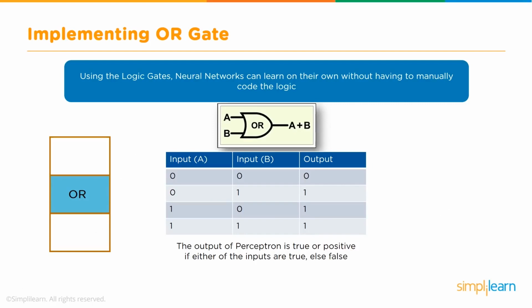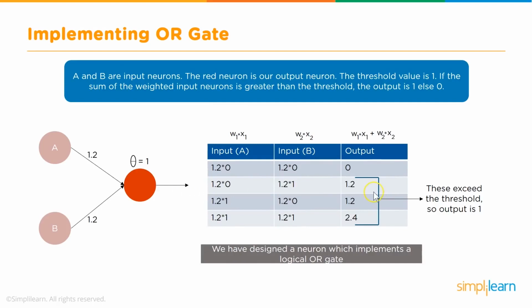Similarly, an OR gate. In case of an OR gate, the output will be 1 if either of the inputs is 1. So in all the cases it is 1 except for 0, 0. So how do we implement this using a perceptron? Once again, if you have a perceptron with weights, for example 1.2, in the first case when both are 0, the output is 0. In the second case, when it is 0 and 1, 1.2 into 0 is 0, and 1.2 into 1 is 1.2. In the last case, when both the inputs are 1, the output is 2.4.